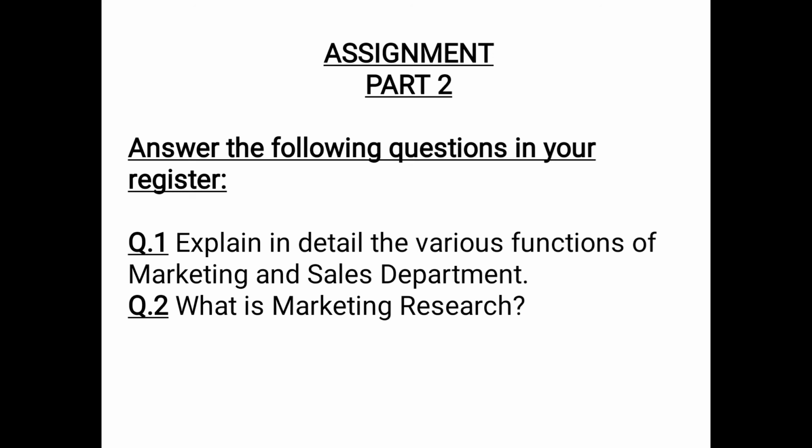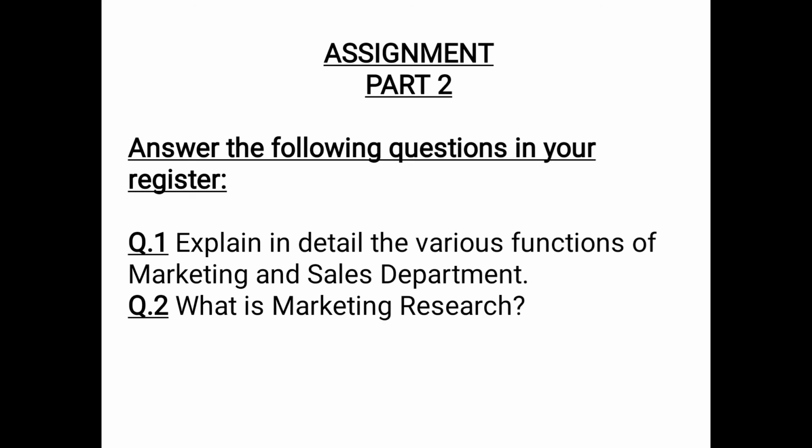Question number 1. Explain in detail the various functions of marketing and sales department. The 6 functions which we have discussed, you have to explain these 6 functions in your copies as an answer to this question. What are those 6 functions? The 6 functions are marketing research, product planning and development, pricing, selling, distribution, and promotion. You have to explain them in detail.